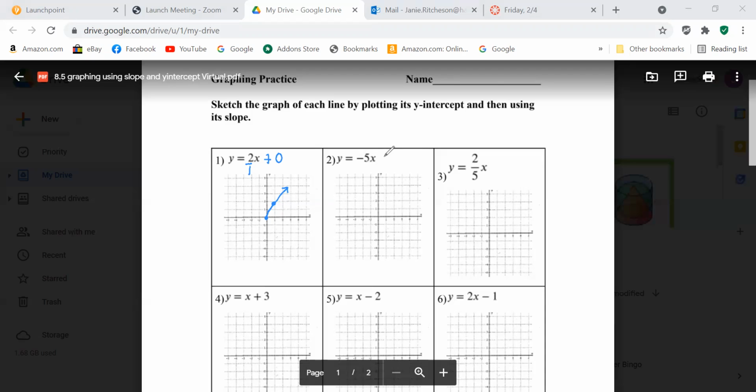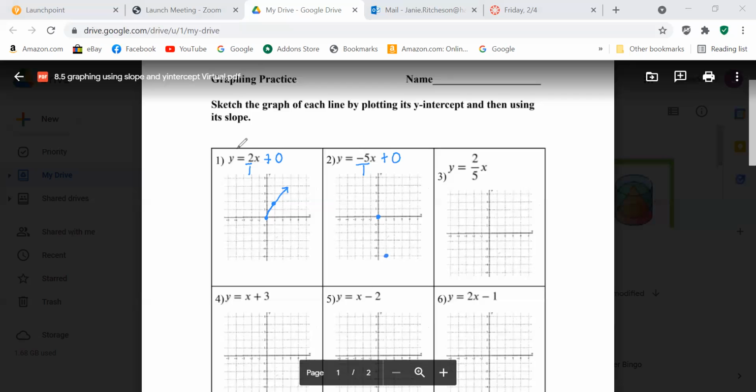On the second one, I don't see a plus or minus, so we know our y-intercept is 0. We put a point at (0, 0). And our slope, rise over run. This time our slope is negative. The top number tells you how to go up or down, and the bottom number tells you how many spaces to go right. Since it's -5, we go down. From here, we go down 5 spaces: 1, 2, 3, 4, 5, and our run is just 1, so we go right 1.